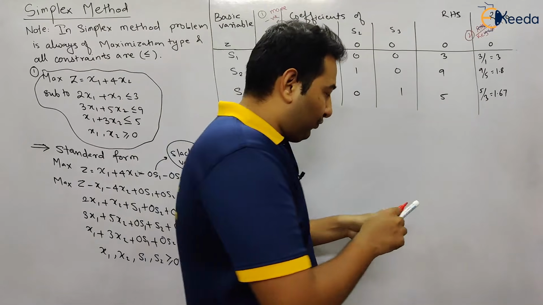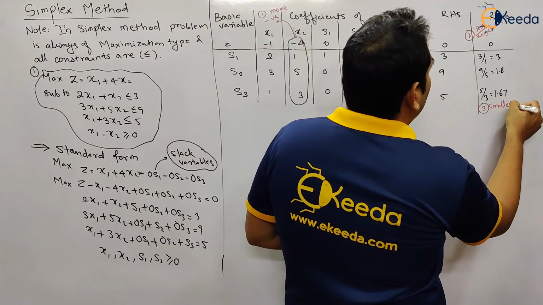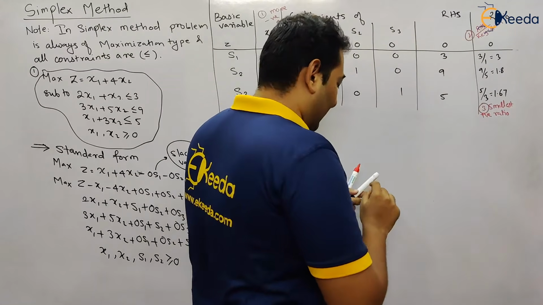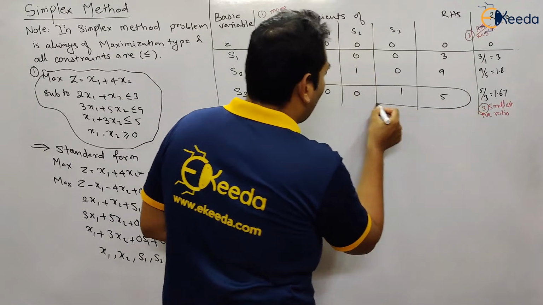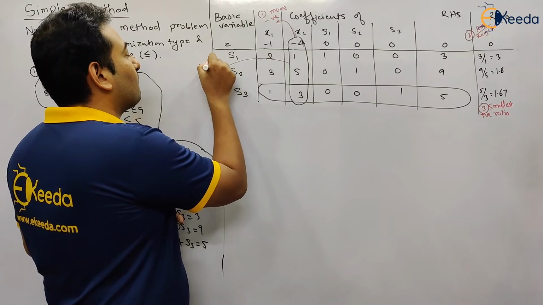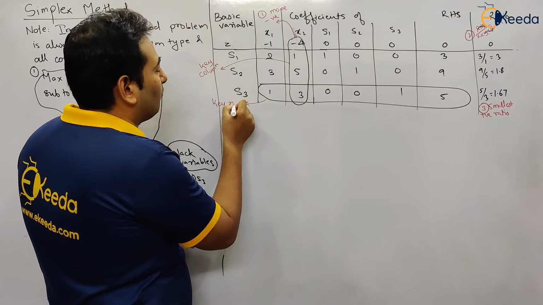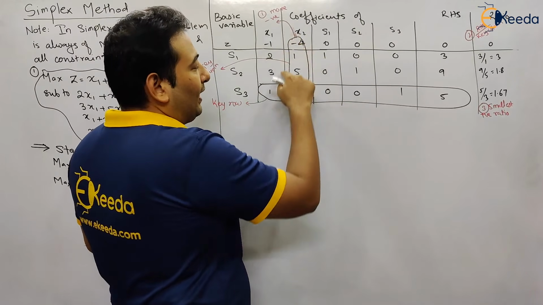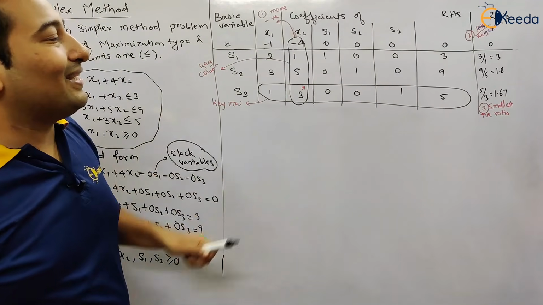Smallest positive ratio. So step number 3, smallest positive ratio, and which is that ratio? 1.67, and corresponding to that 1.67, we are going to select this particular row. This is called your key row. This is your key column. This is your key row. Whatever element is the intersection of key row and key column, that is called your key element. So this 3 is your key element.